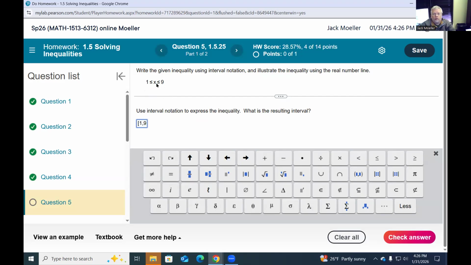And then we want a bracket because of the equals. Compound inequalities are nice on the interval notation because you already have the left side and the right side. You don't have to worry about positive, negative infinity. It's all right there for you.